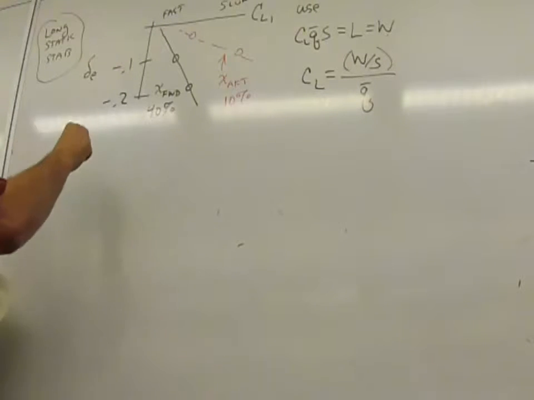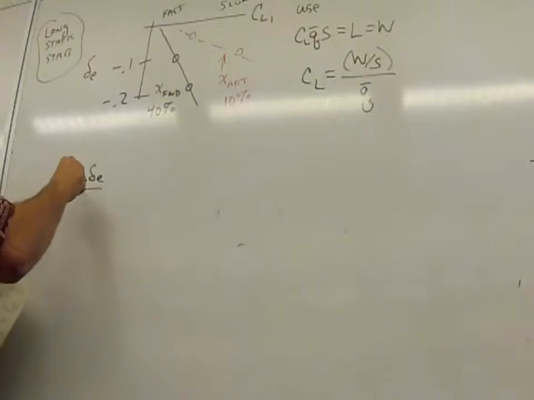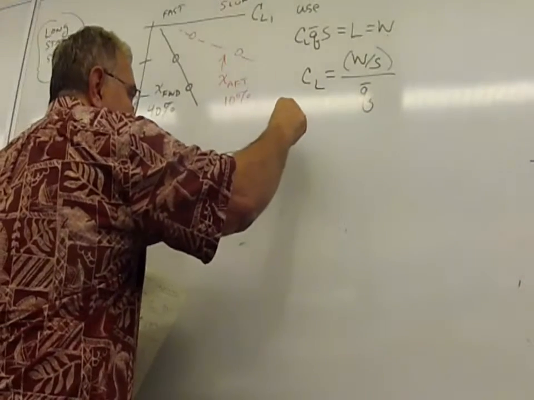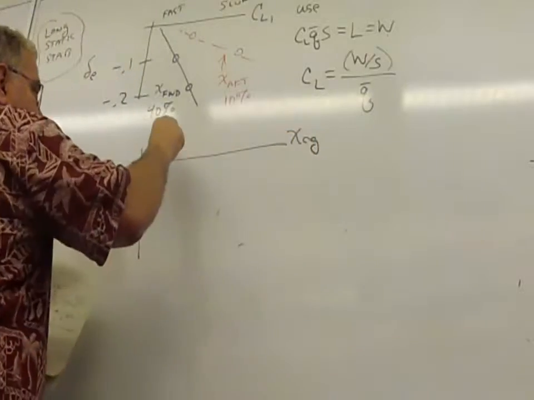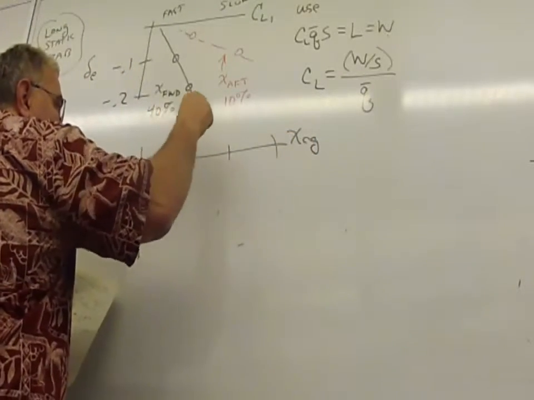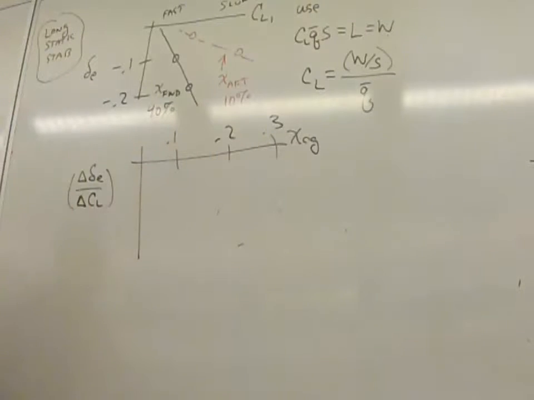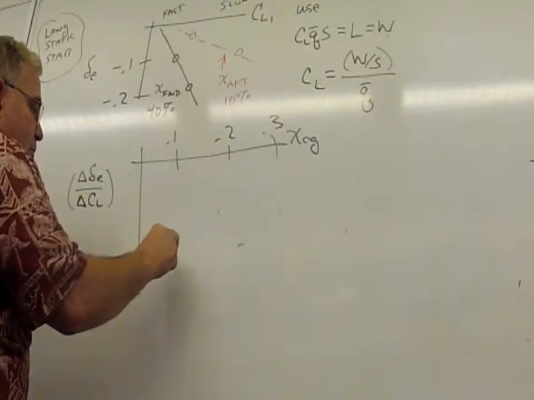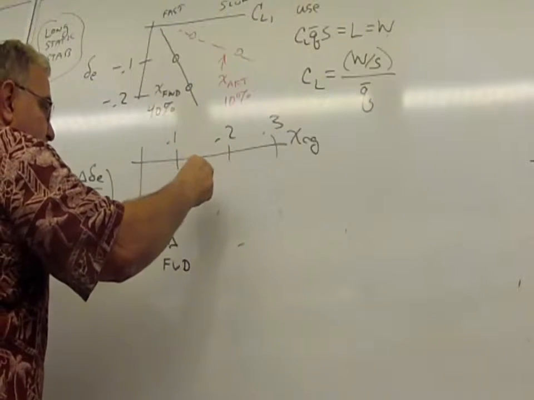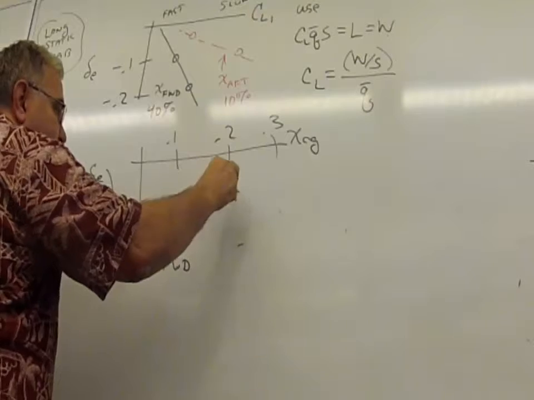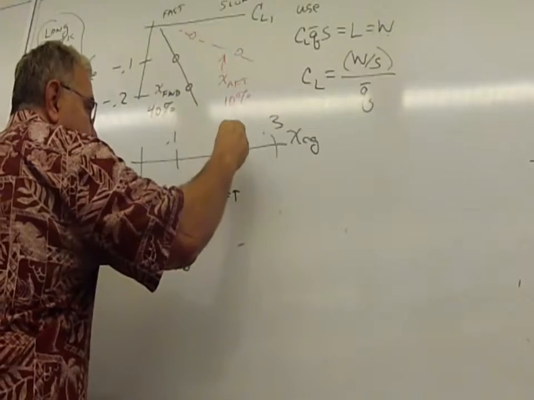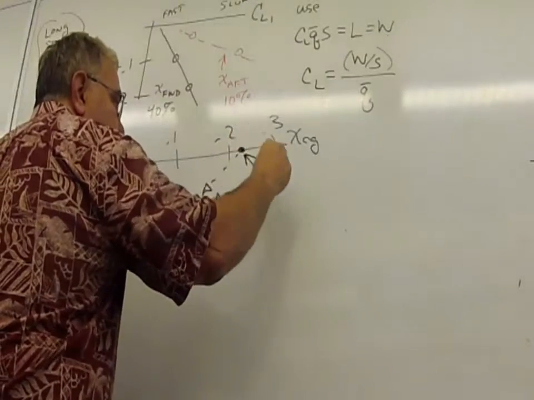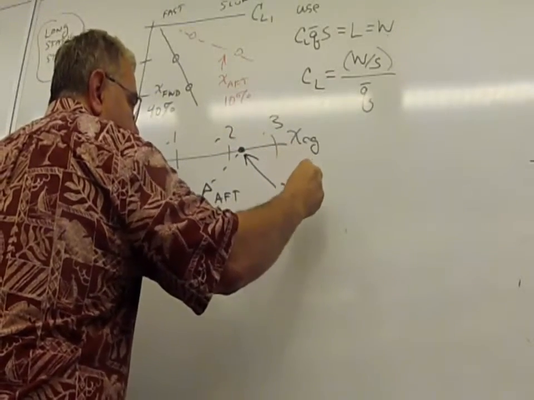Now I can take the slopes, which are delta E over delta C sub L, and I can plot them versus the CG position. So I know the CG position, say it's 0.1, 0.2, 0.3. I know what it was when I flew. So I just take those 2 slopes, and this is going to be the forward slope. And my aft slope is going to be less. And I draw a line, and guess what? Where that line hits 0 is my neutral point.